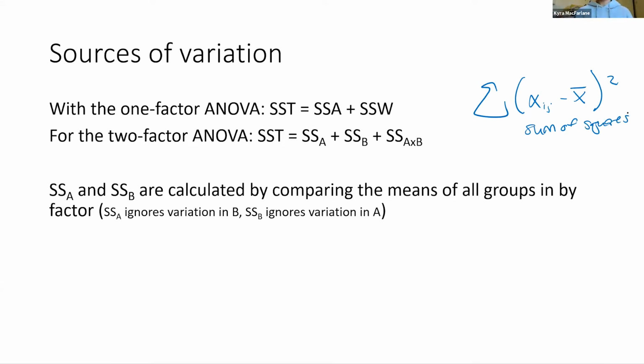In our one factor ANOVA, we have our sum of squares total, our sum of squares among, and our sum of squares within. In our two-factor ANOVA, our sum of squares total is equal to our sum of squares for A plus our sum of squares for B plus the sum of squares of the interaction. Sum of squares for A and B are calculated by comparing the means of all groups by factor. So sum of squares A ignores the variation in B, and sum of squares B ignores the variation in A.